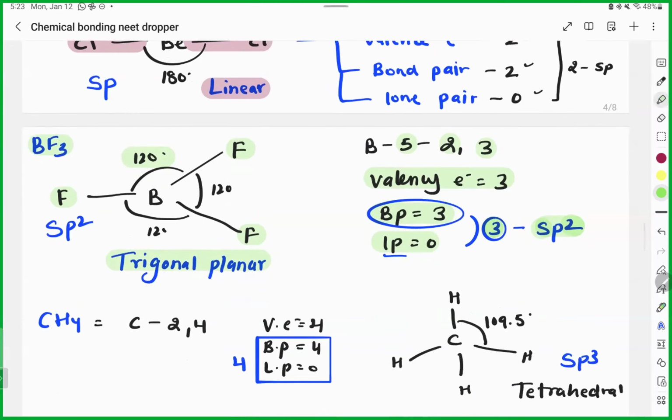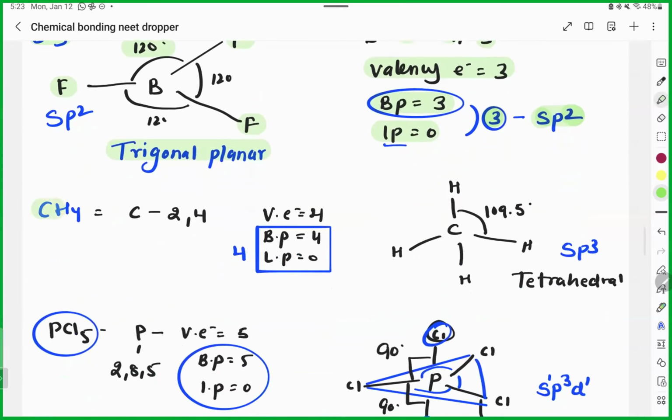I will summarize this. If you take CH4, carbon atomic number 6, first shell 2, second shell 4. So valence electron 4. 4 are occupied by the hydrogen. So only bond pair, no lone pair. Okay. So total hybridization number 4. 1s, 3p, total 4. Whenever you have sp3 hybridization, you know the shape is always tetrahedral. Any doubt, guys?